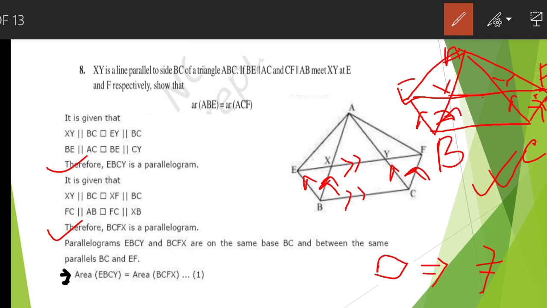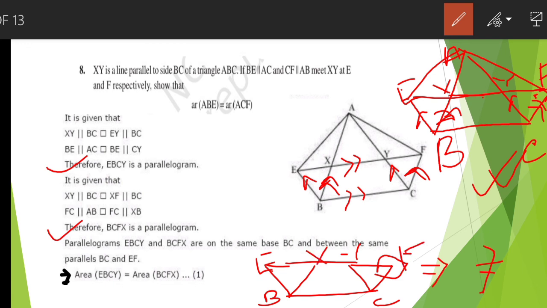Now, the parallelograms EBCY and BCFX are two parallelograms having a common base BC and lying between the parallel lines BC and EF. So we can say their areas are equal. So this becomes our first equation.